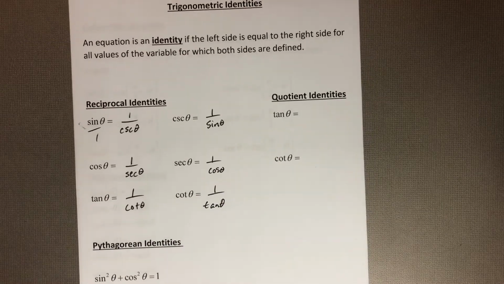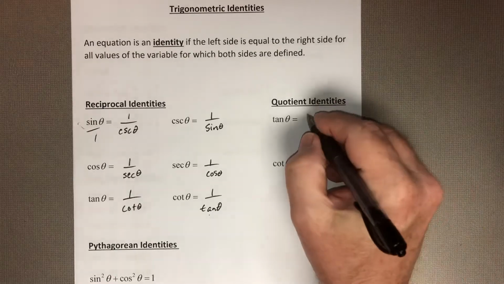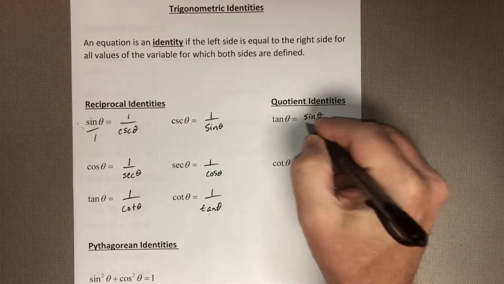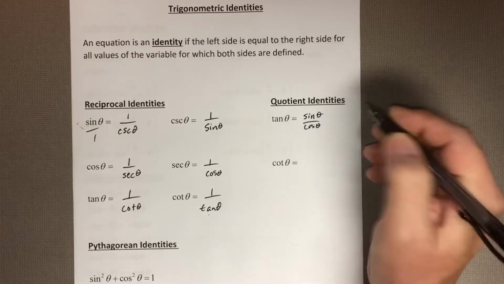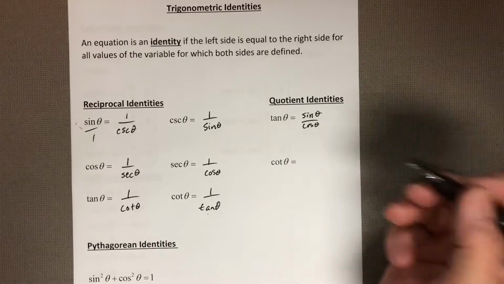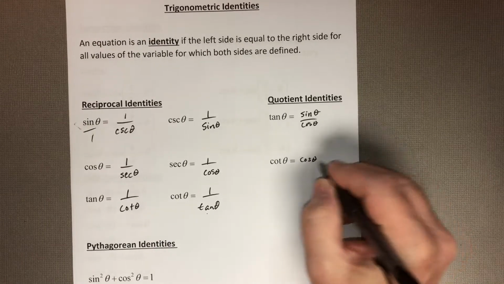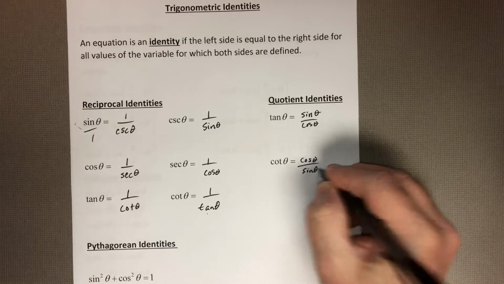Now, we also have the fact that tangent can be expressed as the sine of theta divided by the cosine of theta, and that's probably the better way to write that. That's one of what's called the quotient identities. And if you reciprocate each side, you would get that the cotangent of theta is the cosine of theta divided by the sine of theta.